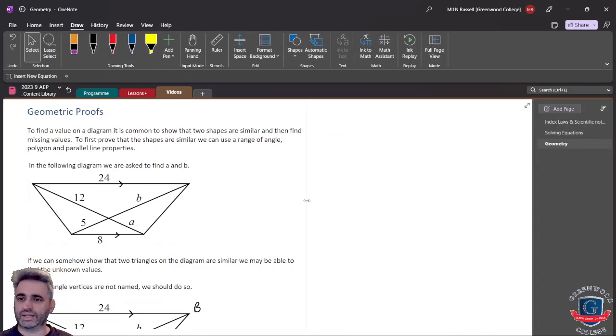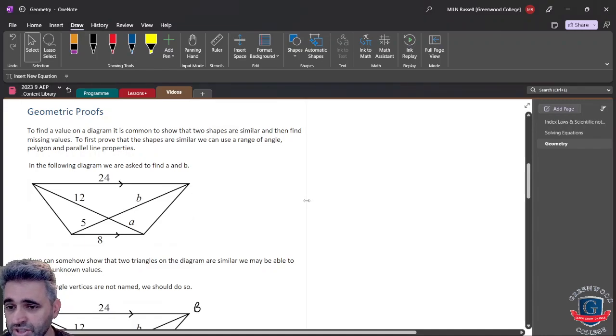Hi everybody, today we're going to have a look at some geometric proofs. In a geometric proof, we try and use our geometric knowledge to show that something is similar, something is congruent, two sides are equal, two angles are equal, and today we're going to focus on similarity.